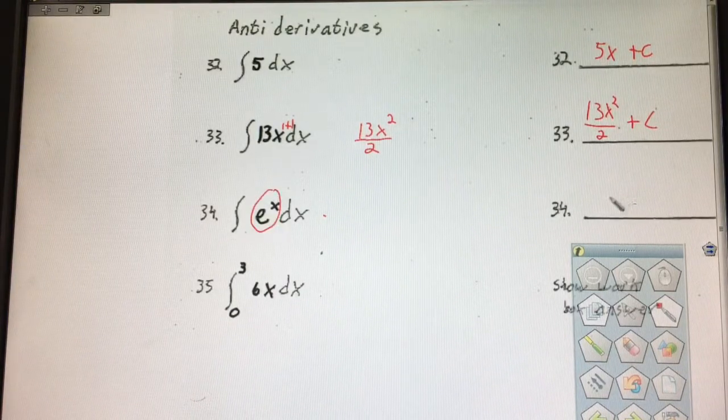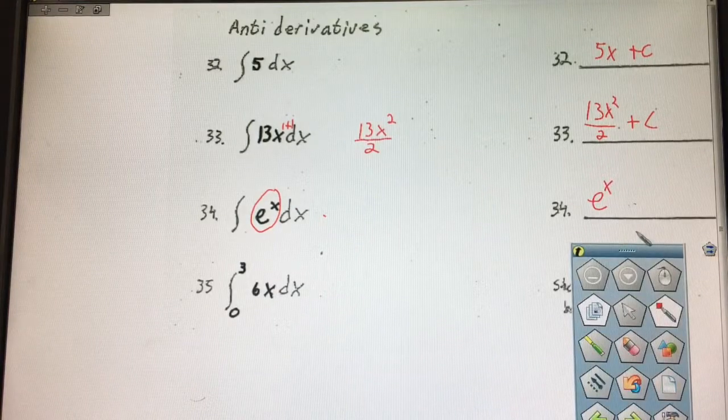Antiderivative of e to the x is e to the x plus c. Yes, if you don't put the plus c, I will minus a point. Okay, you gotta put the plus c. You have to put the plus c. Antiderivative of 6x is 6x squared over 2, but that simplifies to 3x squared.